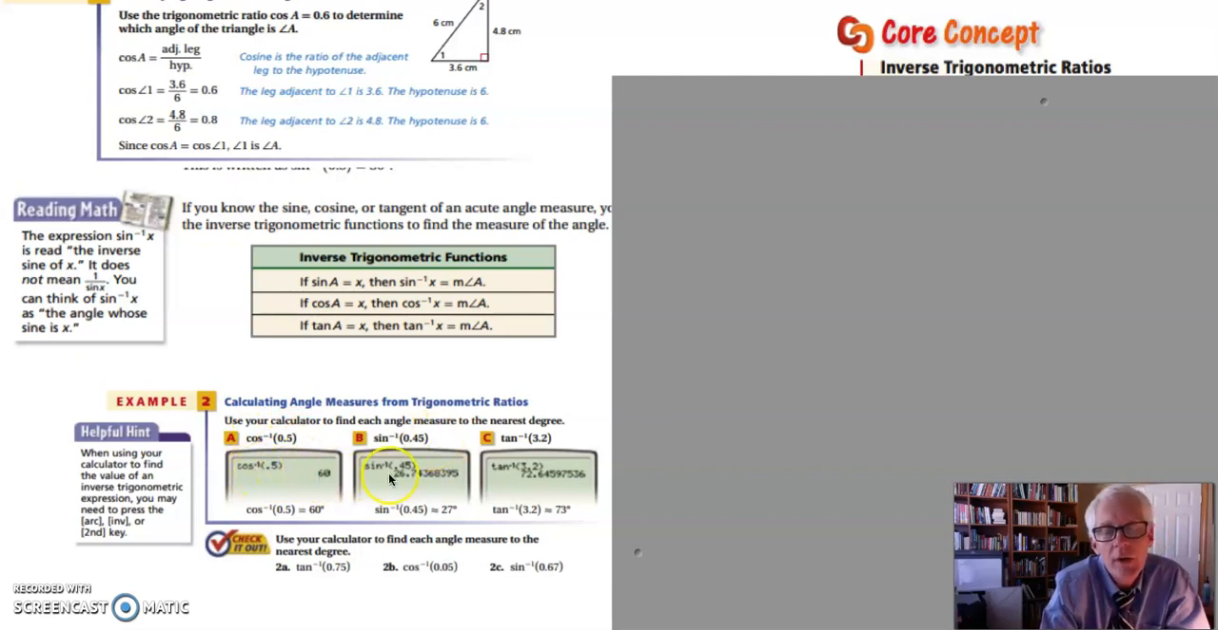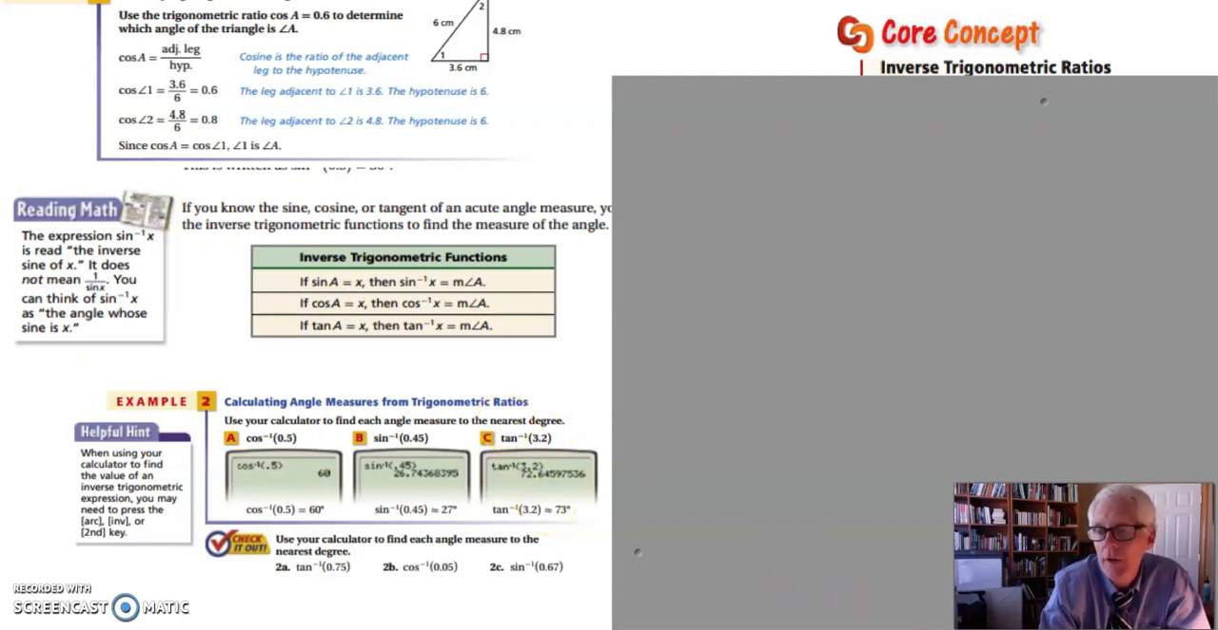So on the old calculators, or the ones you may have, you do cosine. The inverse of cosine of 0.5 would be an angle measure of 60. If the ratio of a sine, a two-sided ratio, was 0.45, that would be an angle of 27. If the inverse of the tangent ratio was 3.2, the angle would be 73.